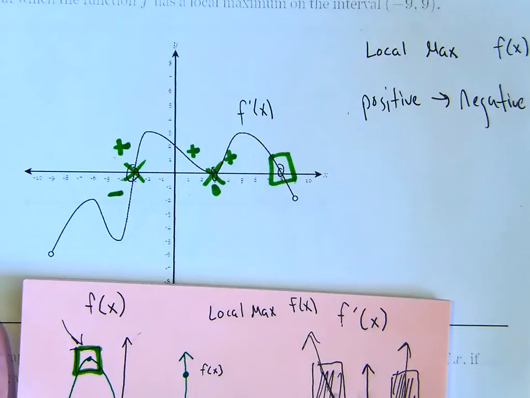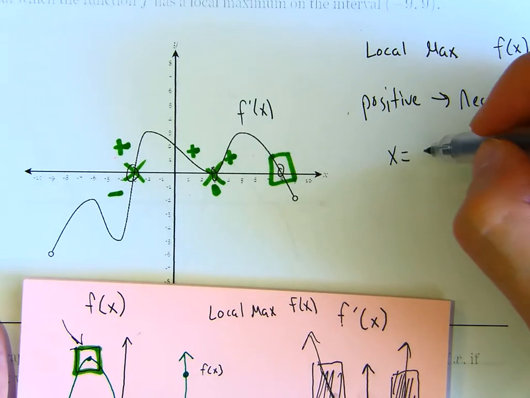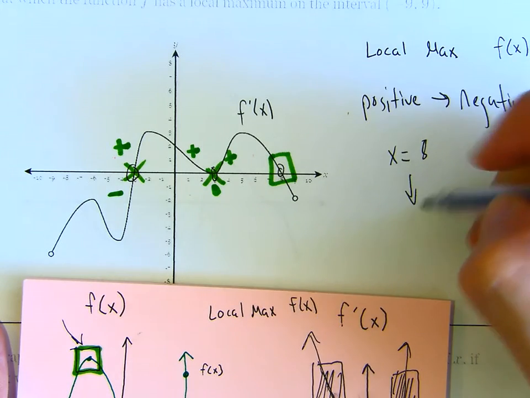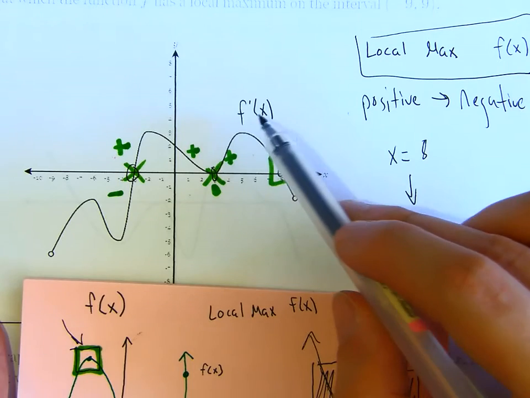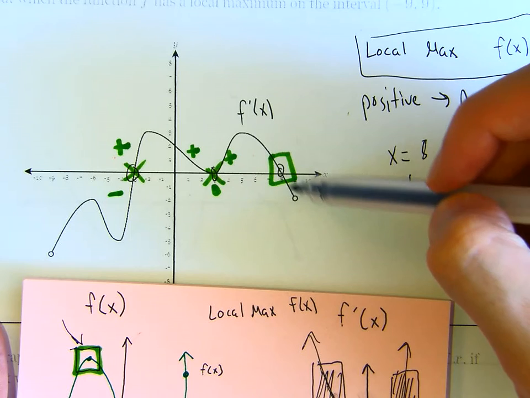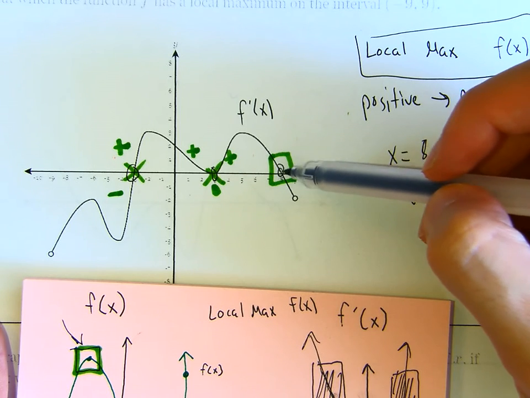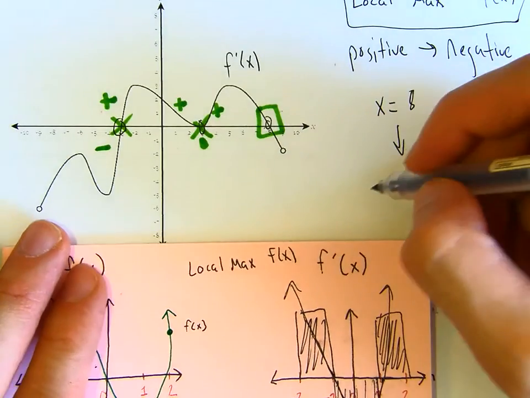So you know that at x equals 8, there has to be a local max at f of x, because here we're looking at f prime of x. We're seeing when the tangent lines go from positive to negative for f of x, and it's right here. Okay. What about a local min?